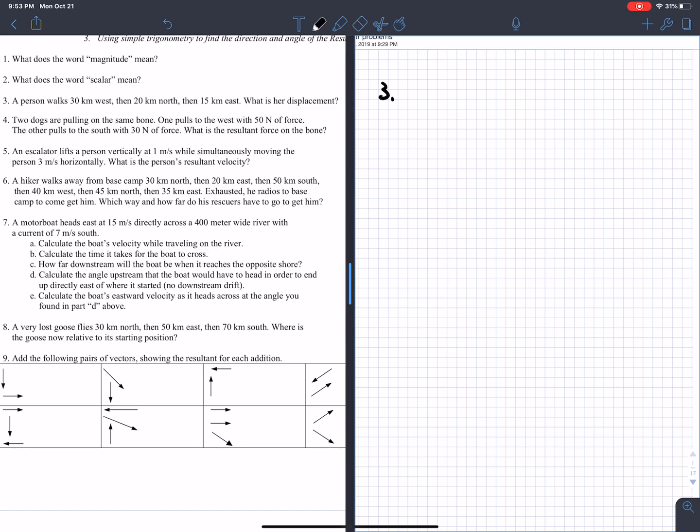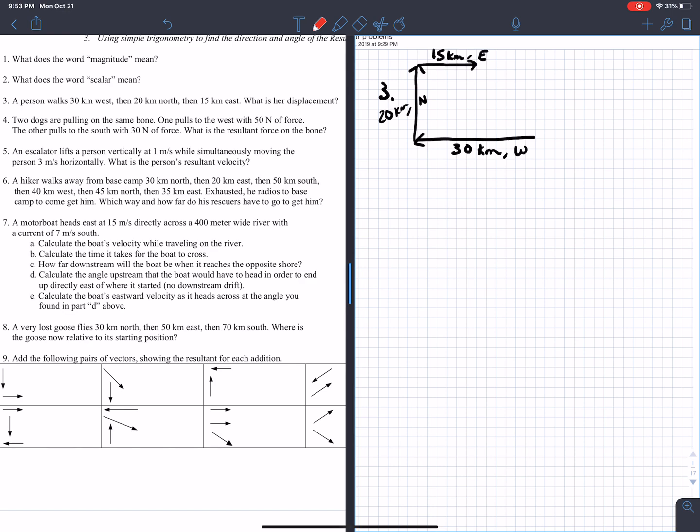So it says that you're going to walk 30 kilometers west. Okay, so we'll just say that that is 30 kilometers due west, 0 degrees west. And then they walk 20 kilometers, and that's going to be due north, 0 degrees north. Then it says that we're going to come back east 15 kilometers, and again, that's due east, 0 degrees east. So we've got a diagram that looks something like this. So what you're left to try to figure out is, what is her displacement?